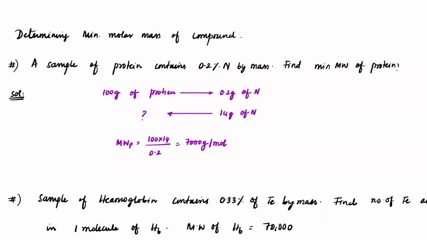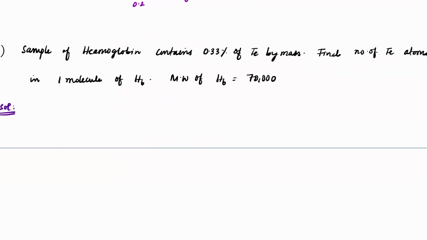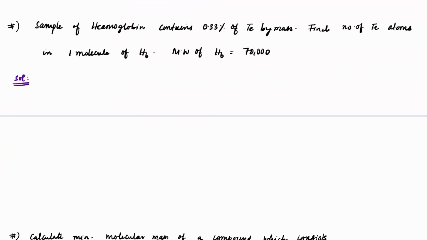Clear? Do the same thing in this. Try the next one also in a similar style. If hemoglobin contains this much amount of iron by percentage, then calculate the number of iron atoms present in one molecule of hemoglobin. Molecular weight of hemoglobin is given. Please check.